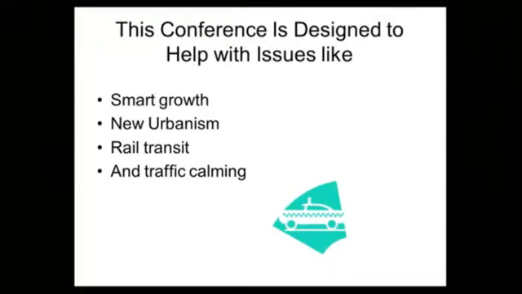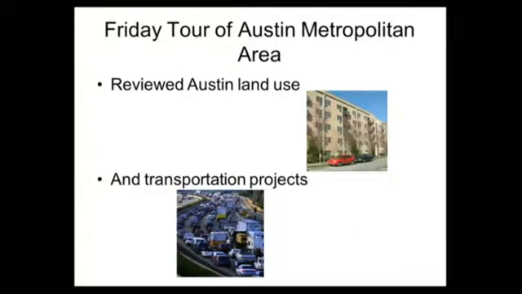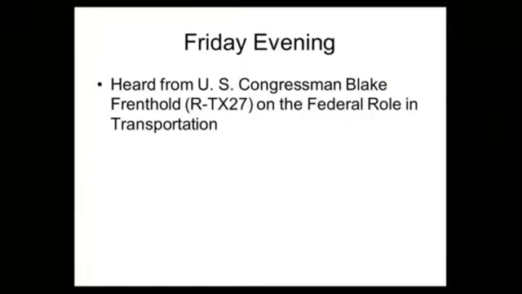This conference was designed to help deal with issues like smart growth, new urbanism, rail transit, and traffic calming. Now, in dealing with these issues that I just mentioned, we took a tour of the Austin area, reviewing Austin land use and also transportation projects. Then Friday evening, we had a presentation by U.S. Congressman Blake Farenthold from the 7th Congressional District, dealing with the federal role in transportation.